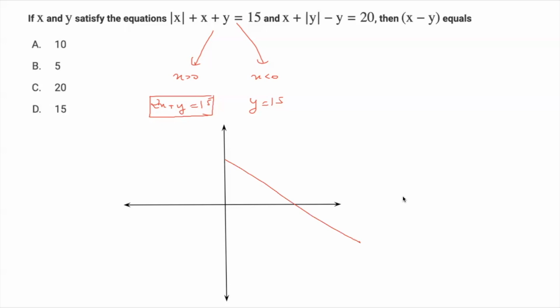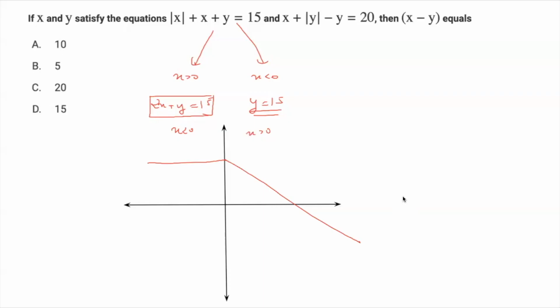And when x is less than 0, we have y equal to 15. That means in the second and the third quadrant, we have this equation y equals 15. It's a straight line parallel to the x-axis. Okay, so as you can see very clearly, when x is less than 0, the graph is y equals 15, a straight line parallel to the x-axis.